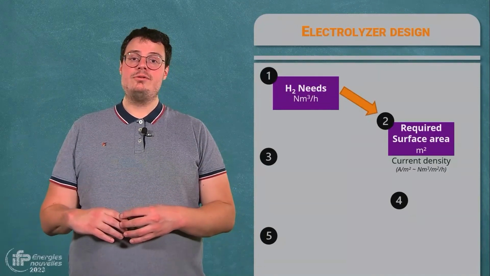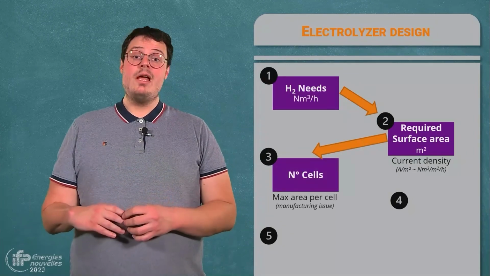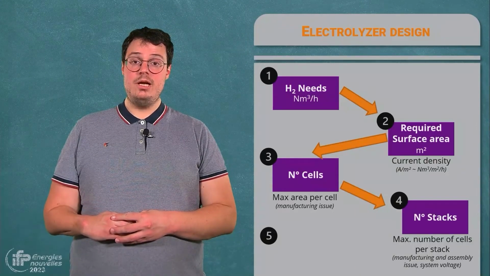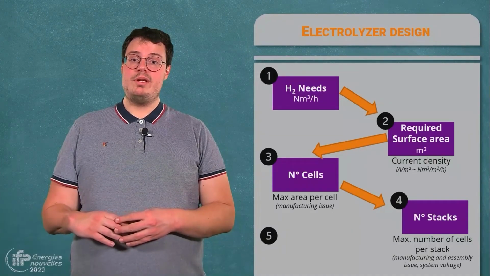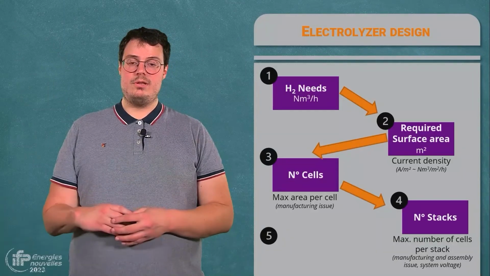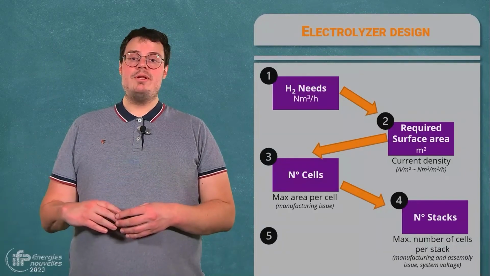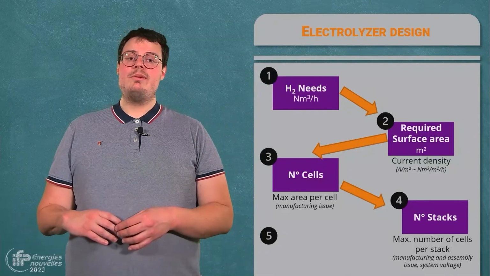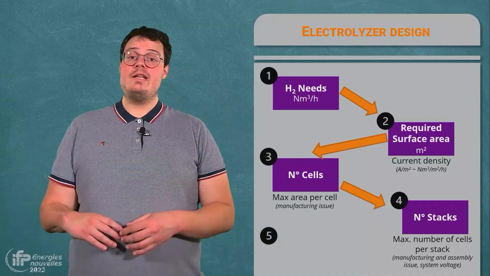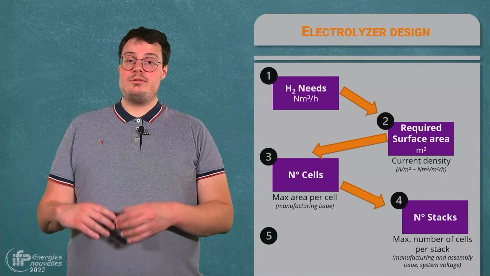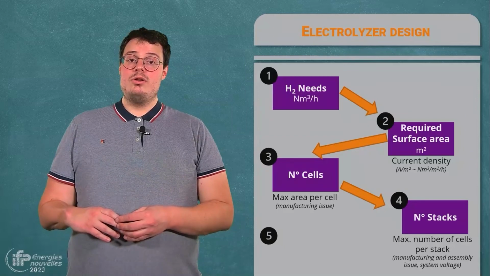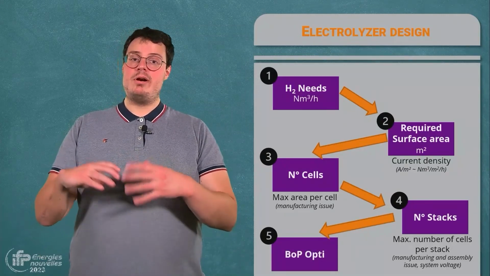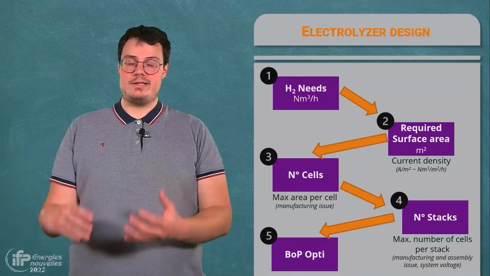This surface area is used to define the number of cells required and then the number of stacks needed to house these cells. These 2 parameters will most often be imposed by the manufacturers. They have made a compromise between the mechanical strength of the cell and the stacks, the possibility of supplying all the cells in a homogeneous way, and the production constraints. The choice of connecting the stacks in parallel or in series and the optimization of the balance of plant is based on the choice of stacks.